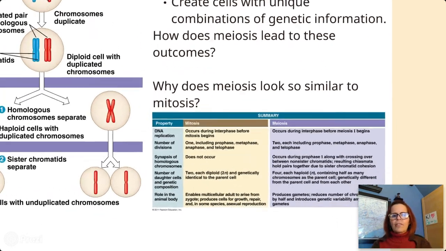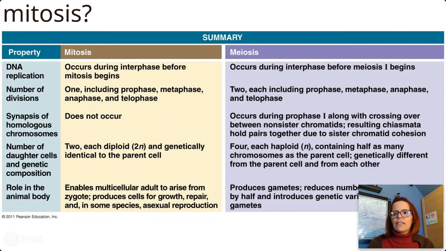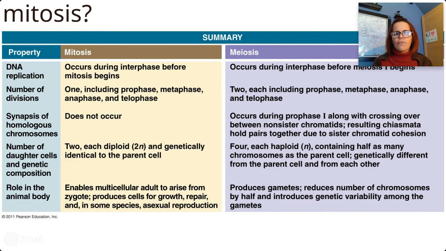Okay, and then let's just glance at this really quickly. You could spend some time looking over this if you wanted to, about the similarities and differences between mitosis and meiosis. They both replicate their DNA. Mitosis just has 1 division. Meiosis has 2 divisions. Synapsis, that's where the homologous partners find each other. That doesn't happen in mitosis, but it definitely happens in meiosis during prophase 1. Crossing over happens during that time, the chiasma, all that stuff.